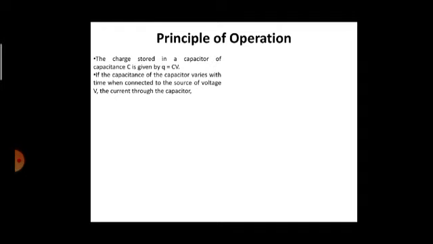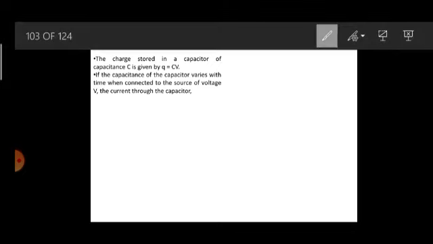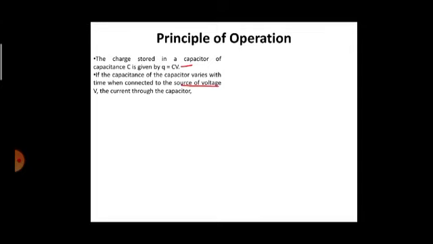Okay, now the charge stored in the capacitor of capacitance C is given by, we all know, Q is equal to CV, or C is equal to Q by V. Now if the capacitance of the capacitor varies with time when connected to the source of voltage V, the current through the capacitor I becomes what?